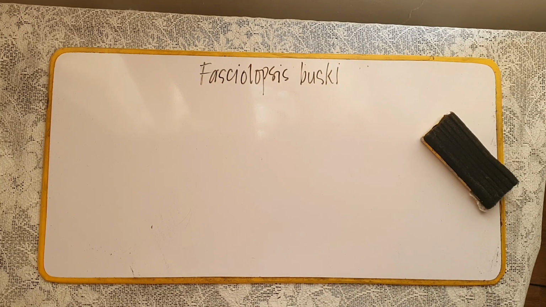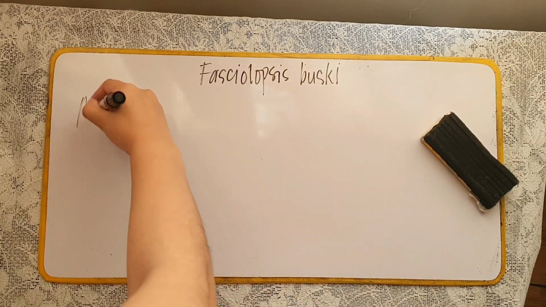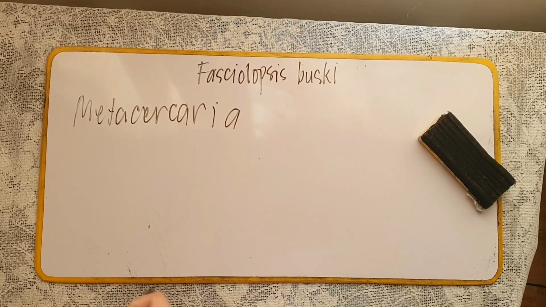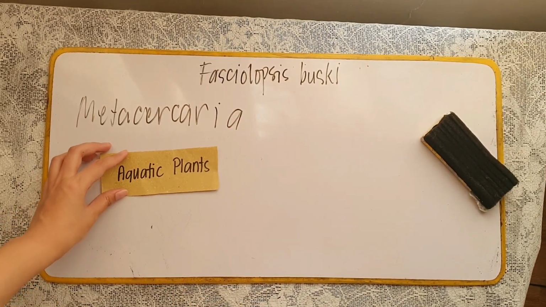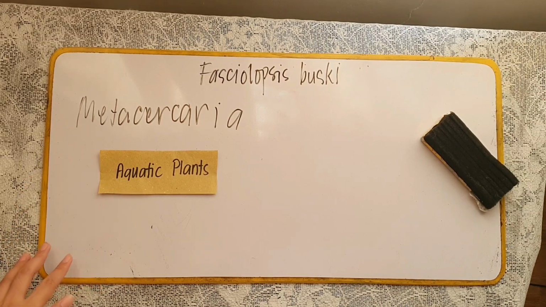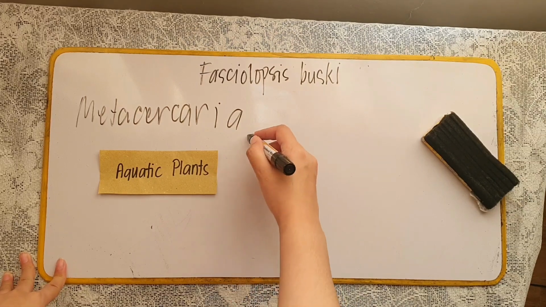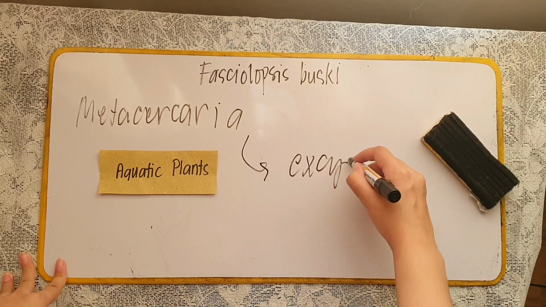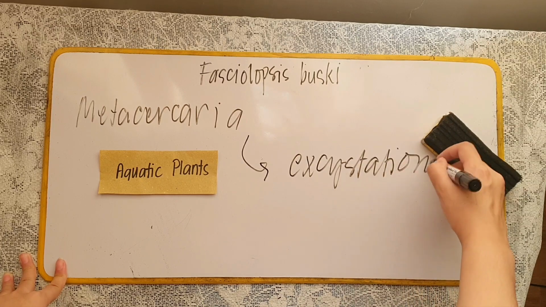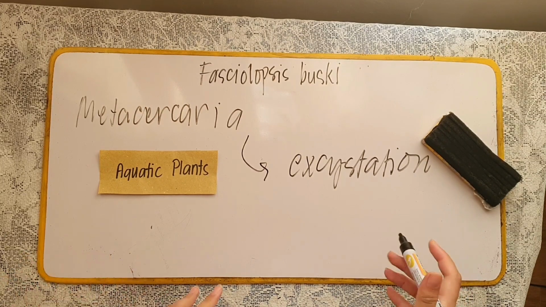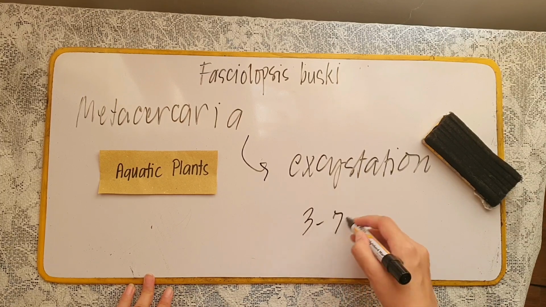Now, Fasciolopsis buski can be acquired through ingestion of encysted metacercaria on aquatic plants. This viable metacercaria will undergo excystation once it is ingested by the definitive host. It will undergo excystation in the duodenum, and will attach itself to the intestinal wall, where it becomes sexually mature in about 3 to 7 weeks.